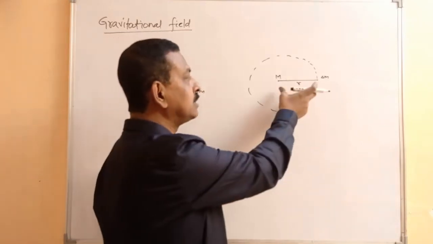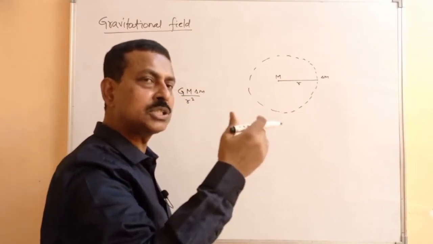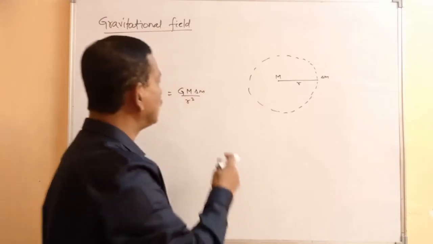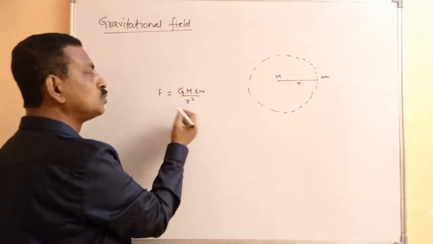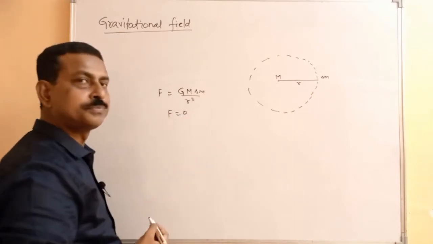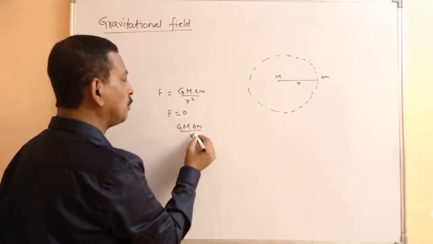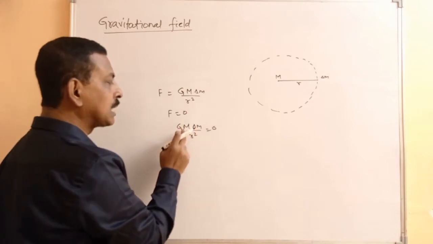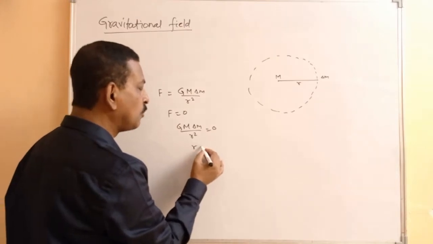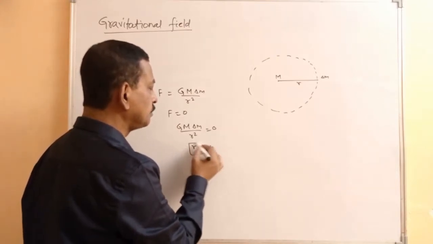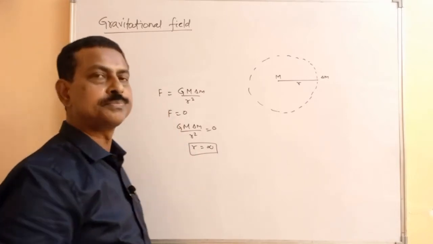If we say that this r gives the boundary of that field, that means up to this particular distance it will experience force. So at r the value of force will be 0. So if F is 0, then what should be the value of r there? It is GM delta m by r square, which is 0. This capital M is fixed, delta m is fixed, capital G is fixed, so r will have the value infinity. So only if r has the value infinity, the force will be 0.